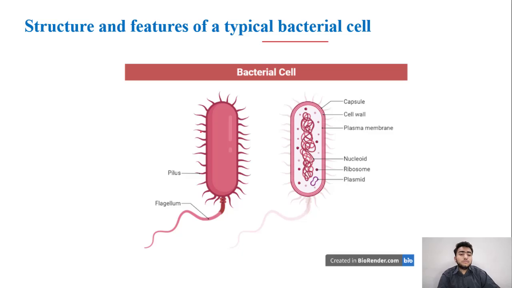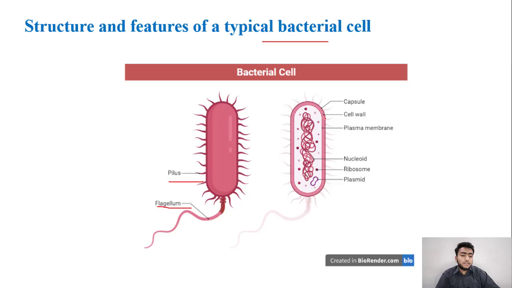So this picture shows the structure of a bacterial cell. This tail-like structure is called a flagellum, and it's responsible for allowing a bacterium to swim. Then these are pili, which are thread-like structures.